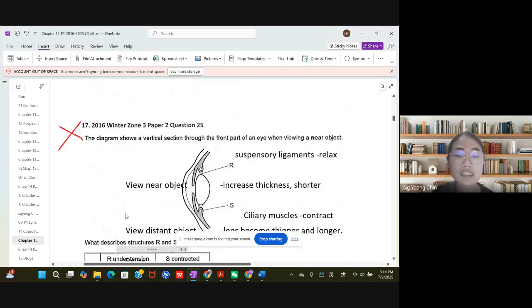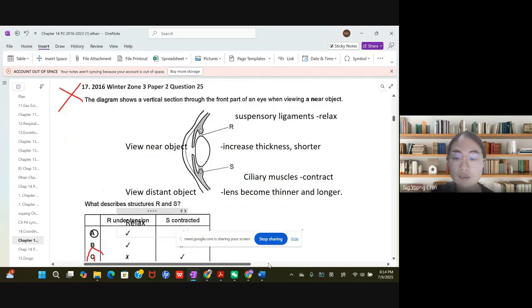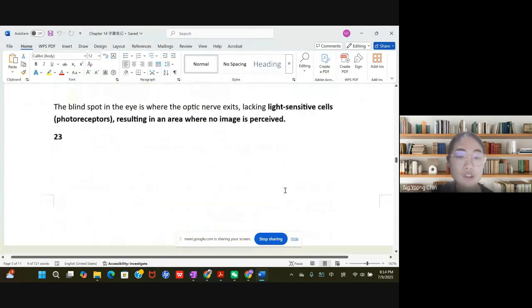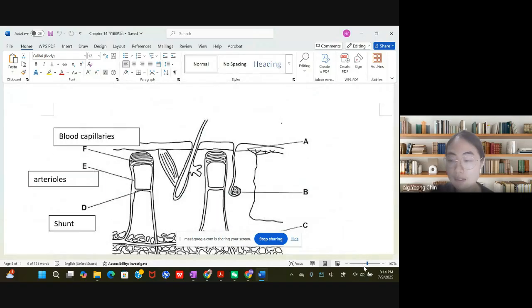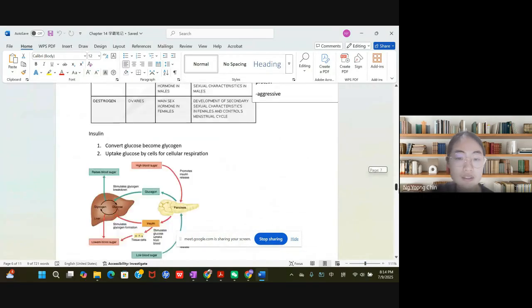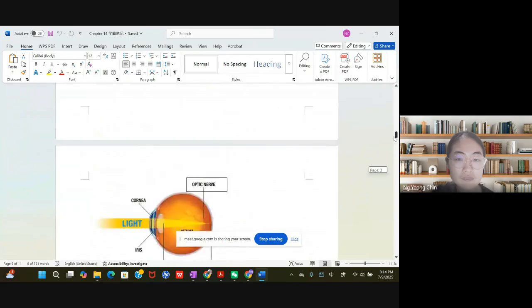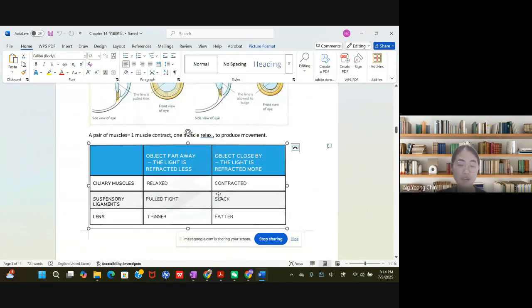You know how to read this, right? You just refer to my notes, which is at this part. I think I have summarized for you. You can see, if you want to view an object far away, you need to relax your ciliary muscle, and then the suspensory ligament, you pull tight. What does pull tight mean? Pull tight means contract. They will pull on your lens, so the lens will become longer and thinner.